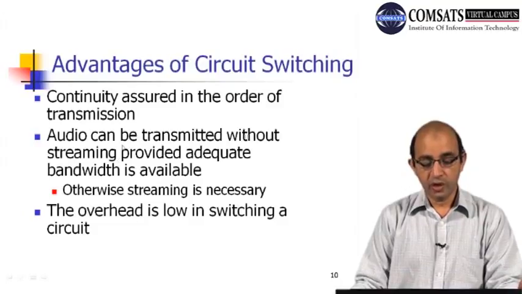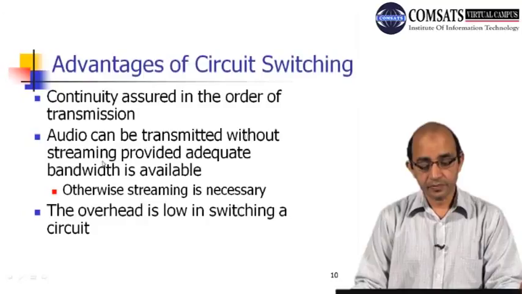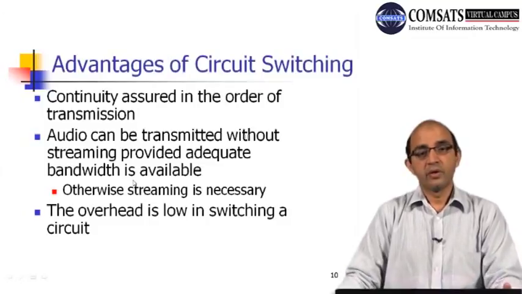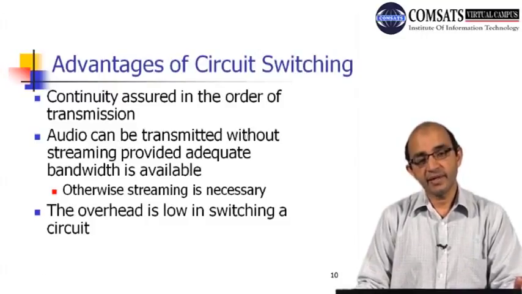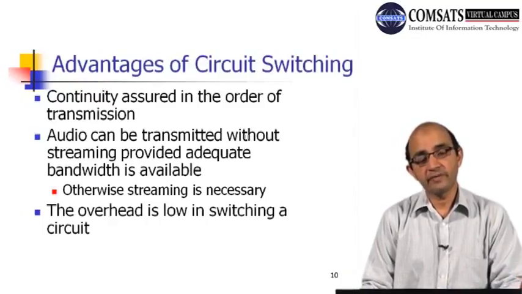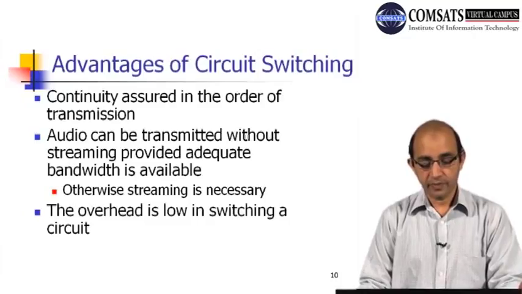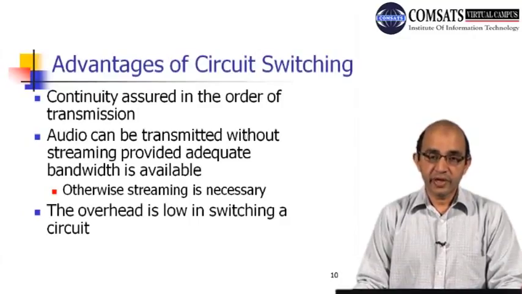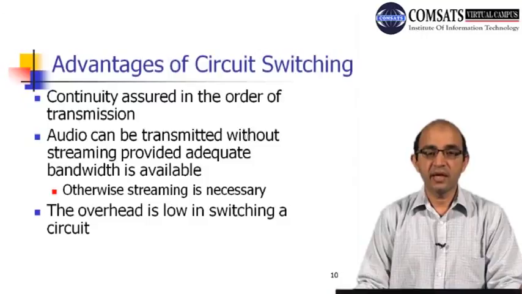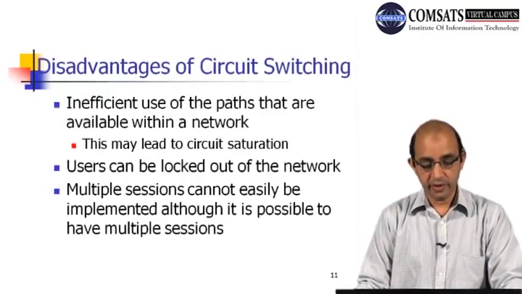So here we have audio can be transmitted without streaming, and it provides adequate bandwidth for the whole communication, for the audio data to be transmitted, right? As we have a dedicated link and we have all the bandwidth available, we don't need streaming. The overhead is low, as first this circuit has to be established and then it has to be maintained, so we don't need any overheads, so they are on the lower side.